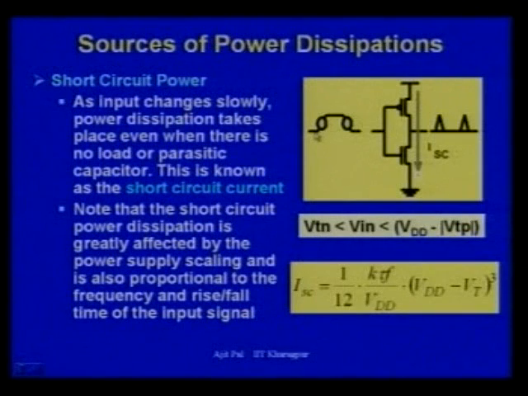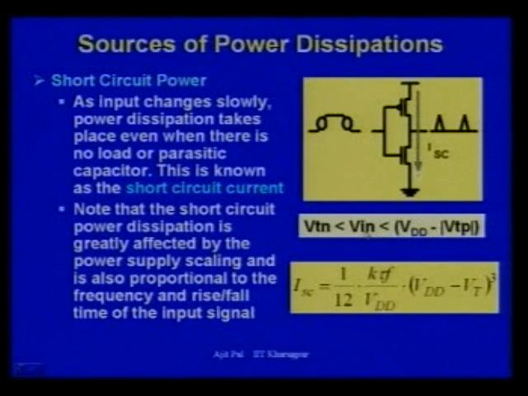But if the input changes slowly, then what happens when the input is in this range, which is greater than the threshold voltage of the NMOS transistor, and it is less than VDD minus the threshold voltage of the PMOS transistor. As you know, the threshold voltage of the PMOS transistor is negative. That is why we have taken the absolute value of the threshold voltage of the PMOS transistor. So, that means whenever the input voltage is in this range, this transistor is on as well as this transistor is on. That means both the transistors will be on whenever the input voltage is greater than VTN and less than VDD minus VTP.